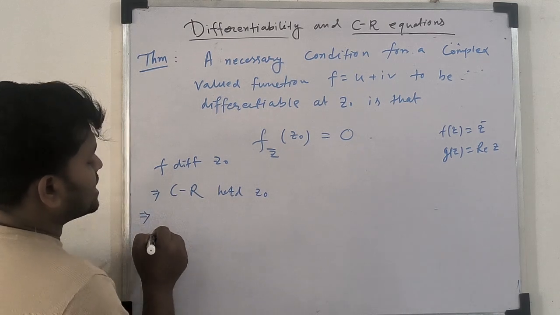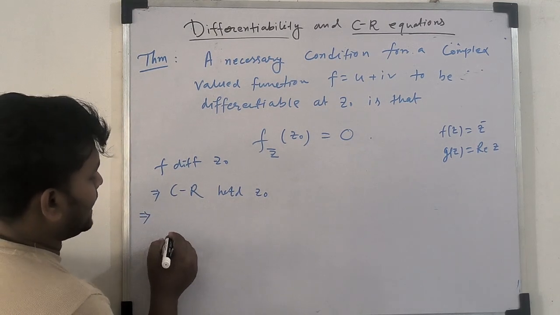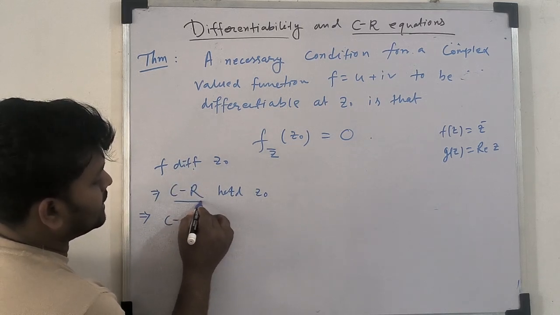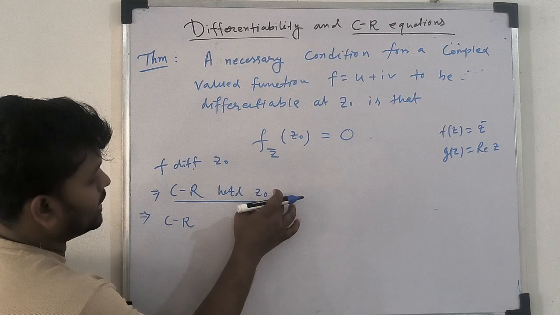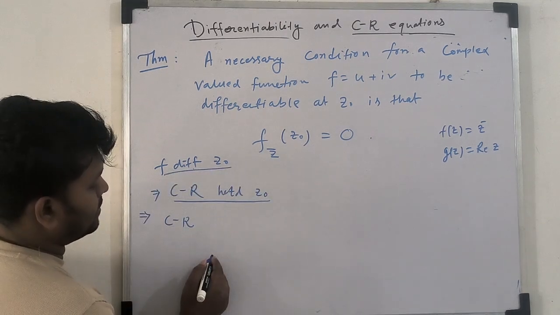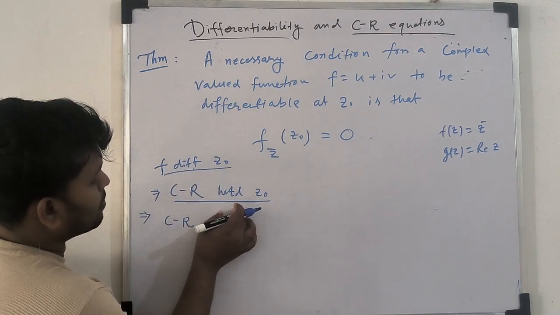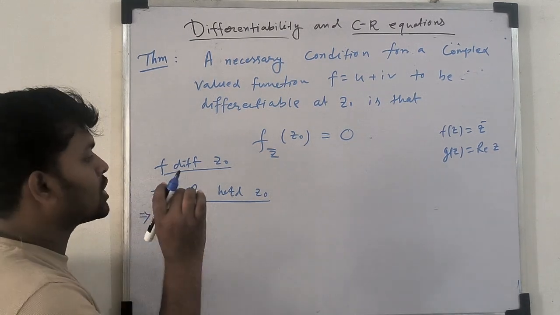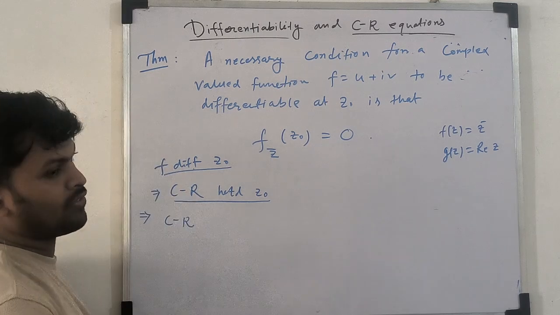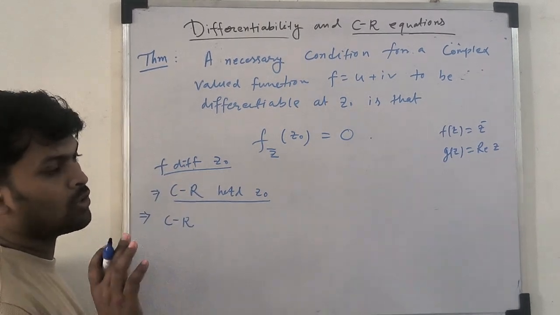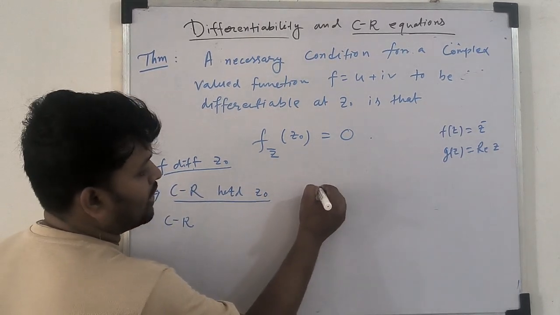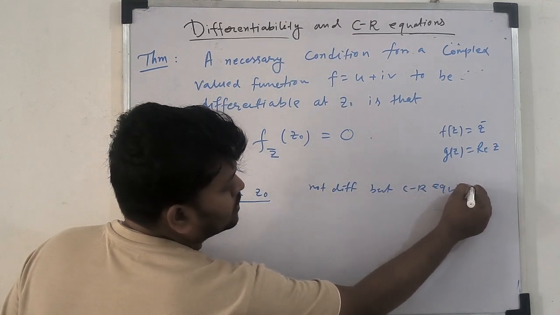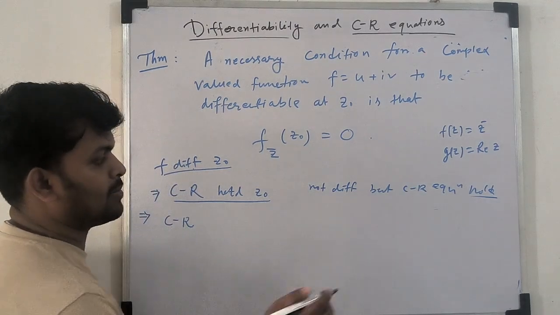And to check differentiability of a function, we check whether the CR equation holds or not. So differentiable implies CR equation. Contrapositively, if the CR equation does not hold at that point, we can say f is not differentiable. But not differentiable does not imply that the CR equation does not hold. There may be cases where the CR equation holds but the function is not differentiable. There are many examples. I will cover that: CR equation satisfied but not differentiable.